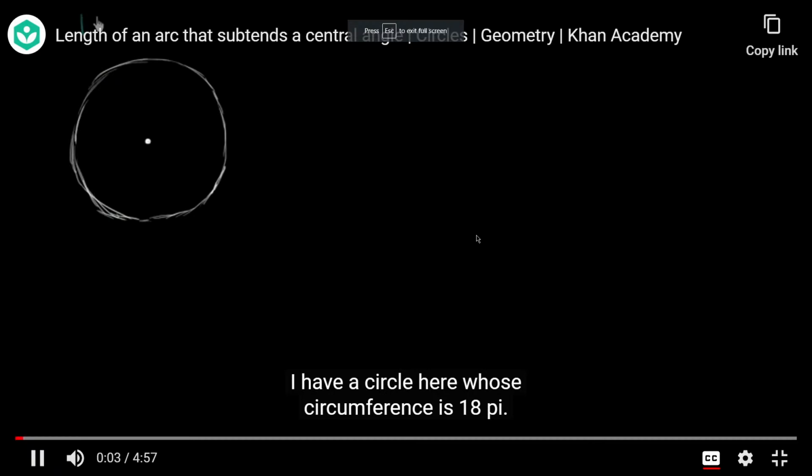We have a circle here whose circumference is 18 pi. So if we were to measure all the way around the circle, we would get 18 pi. And we also have a central angle here. So this is the center of the circle.